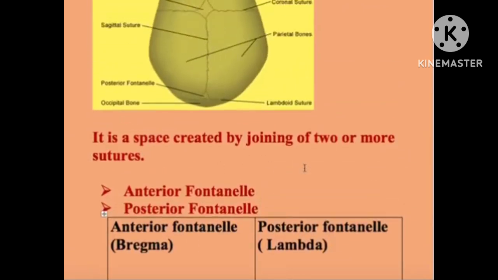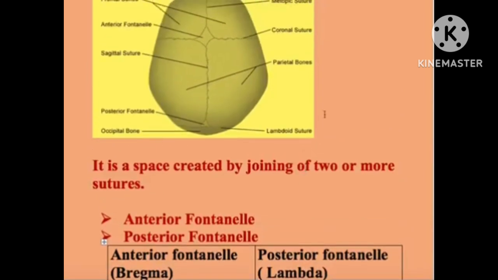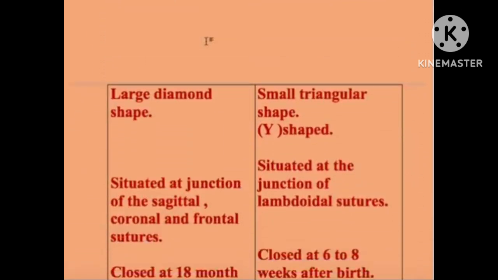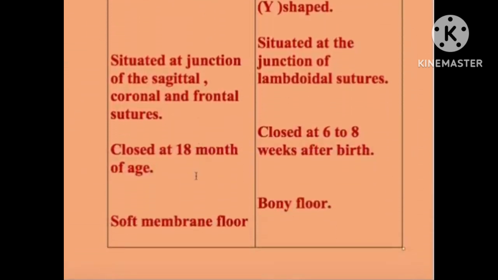Two types of fontanelle are present, and the fontanelle is the space that is created by joining of two or more sutures. Anterior fontanelle is diamond in shape, and it is also called the bregma. Anterior fontanelle closes at 18 months of age and has a soft membranous floor, and it is situated at the junction of the sagittal, coronal and frontal sutures.